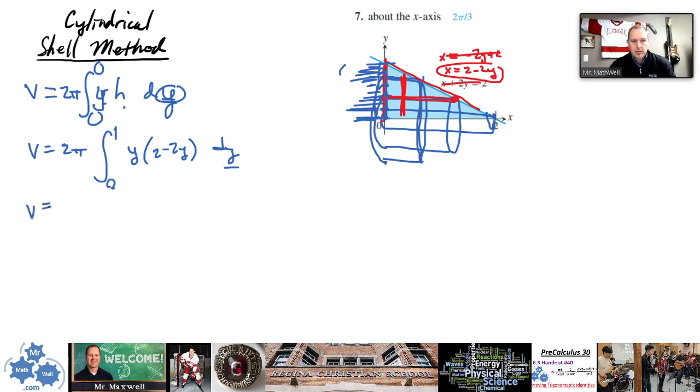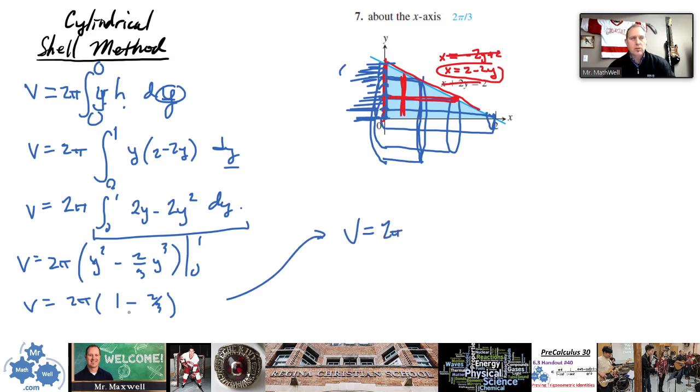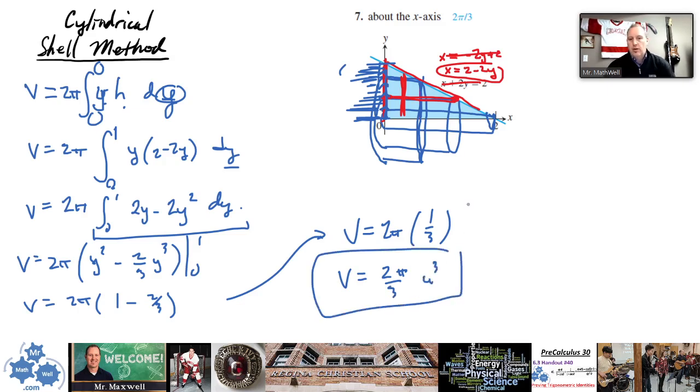Okay, so now we don't have to use a calculator for this. This is easy. We could do this by hand. So this is going to be 2y minus 2y squared, dy. And so our volume is going to be 2 pi times the integral. It's a definite integral, so let's evaluate it by first finding the antiderivatives. This is going to be y squared, and this is going to be 2/3 y cubed. And we're going to evaluate that from 0 to 1. So we've got 2 pi times 1 minus 2/3, minus 0. So our volume is 2 pi, and 1 minus 2/3 is 1/3, right? So we should have a volume of 2 pi over 3 cubic units. And there's our answer right there.